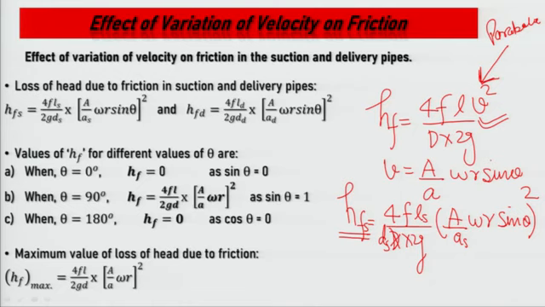So the first is H_FS, the head loss due to friction in the suction pipe. It is 4f, the coefficient of friction, L_S, the length of the suction pipe, upon 2g into d_S, the diameter of the suction pipe, times a upon A omega, and so on, the same. Similarly, in the case of the delivery pipe, in place of S we put D: H_FD, 4f L_D, and so on.